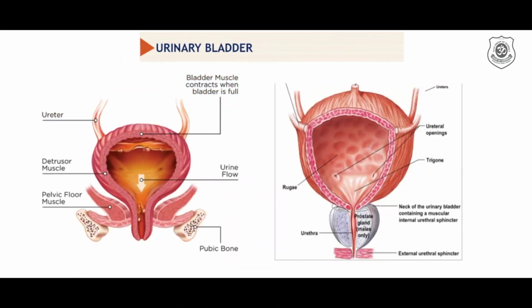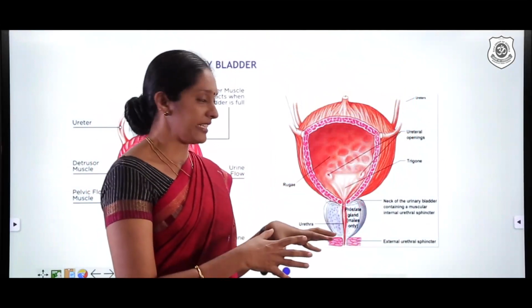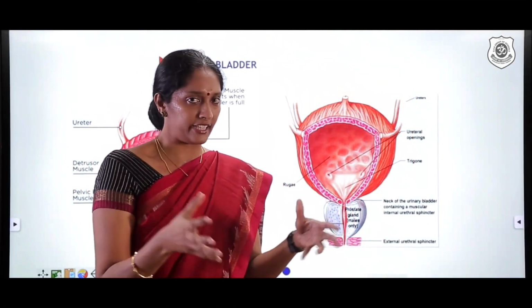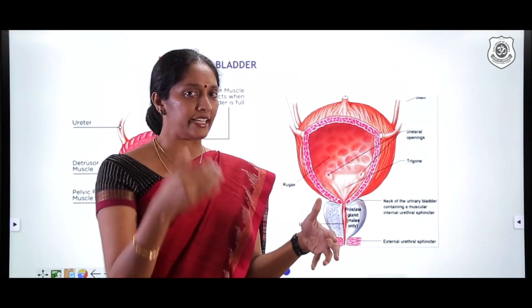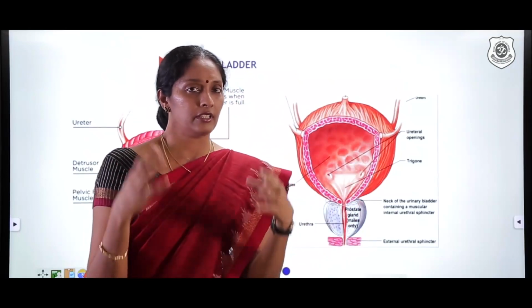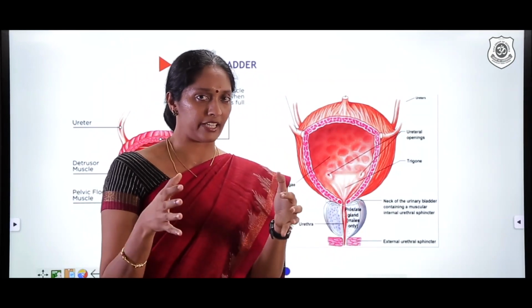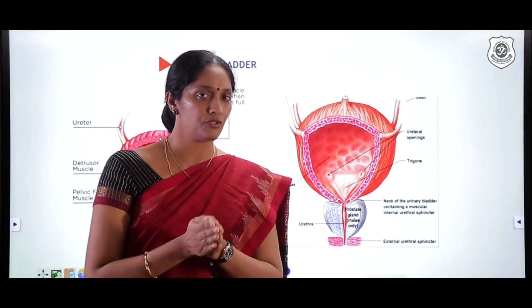Now looking at the urinary bladder. So this is how the urinary bladder looks. If there is no urine there, it is almost like a pear-shaped structure. But it is stretchable, it has a lot of folds. Urine gets collected here from both the ureters. After urine gets collected in the urinary bladder, it is stretchable, it expands. You will have urge for urination.